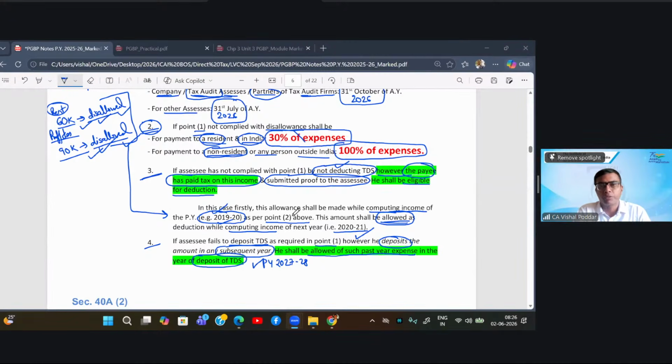The both relaxation points. So first, you fail to deduct TDS, but you take the proof from me and I give you the proof that I have already deposited the tax on it. Again, you can claim deduction in the next year. Second, you deducted the TDS but failed to deposit the TDS with the government. So it was disallowed, but in future, you went and deposited the TDS. So in the future year, in the year in which you deposit the TDS, it will be allowed.